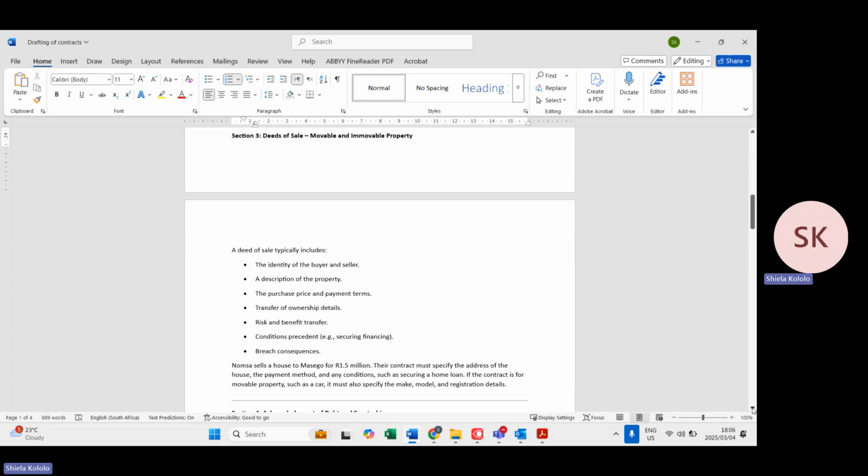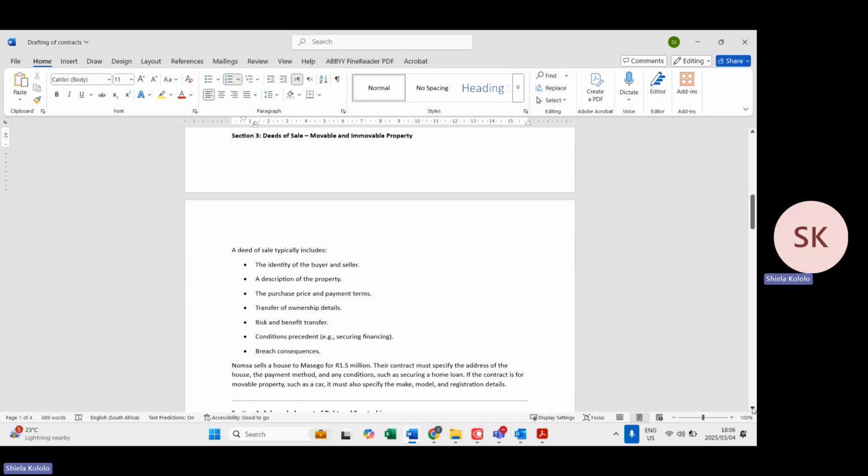So it's both for movable and immovable property. So property can be sold using a deed of sale, or movable property. So the typical clauses include parties. We know this at this stage with our business agreement as well as sale of shares. We describe the property. We'll always state the purchase price and the payment terms. How do we pay it? When will transfer of ownership take place? The risks and the benefits. When do they vest on the buyer as well as the seller? The conditions such as securing finance.